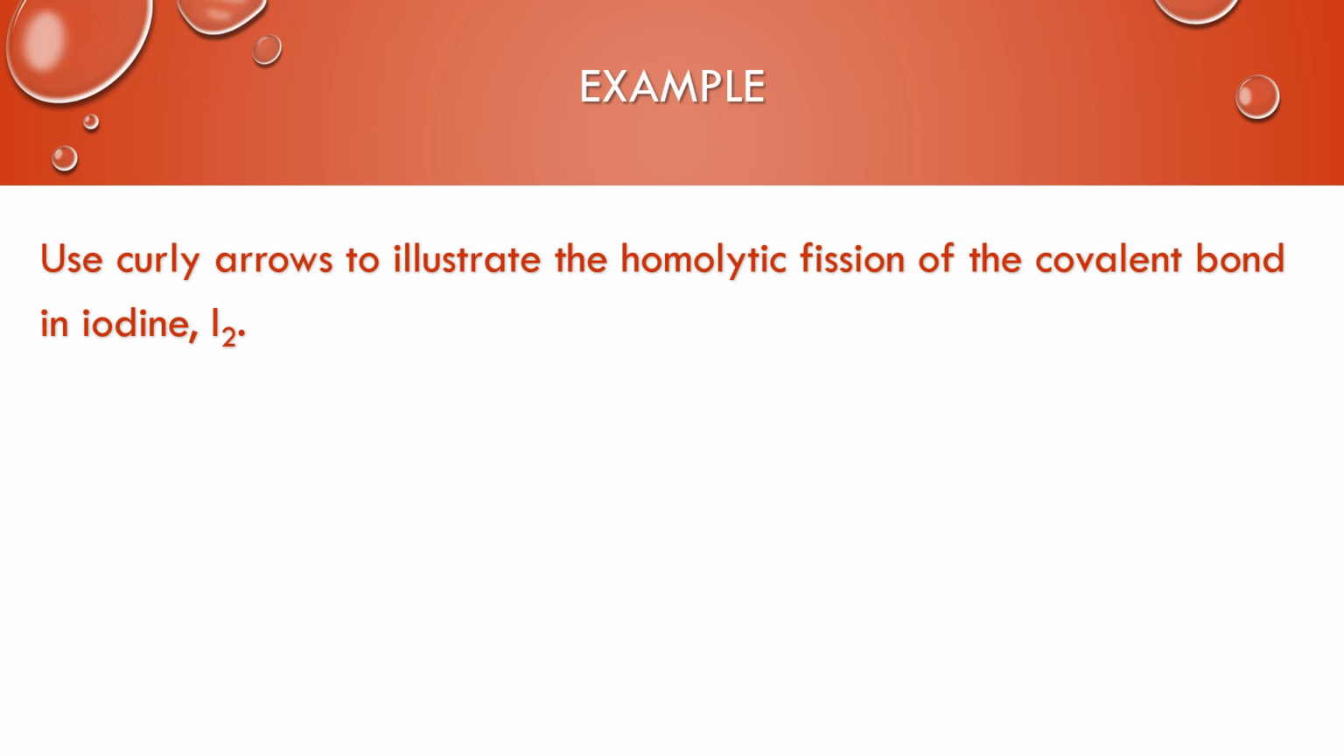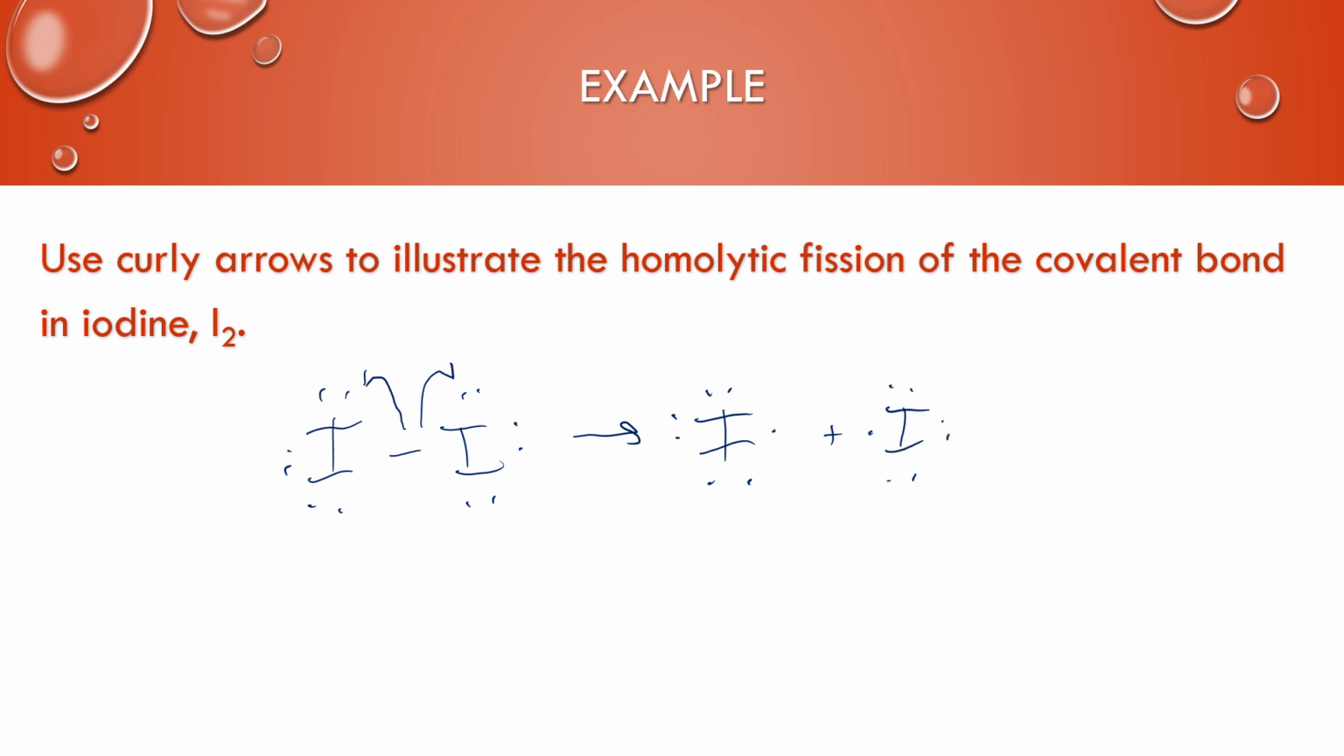Okay, so this example says to use curly arrows to illustrate the homolytic fission of the covalent bond in iodine. So we have our two I's. And for the curly arrows, we need to make sure that we're showing just a single barbed arrow because only one of the electrons is going to either iodine. And then you're left with two iodine radicals. And we can summarize that as I2 goes into two iodine radicals.